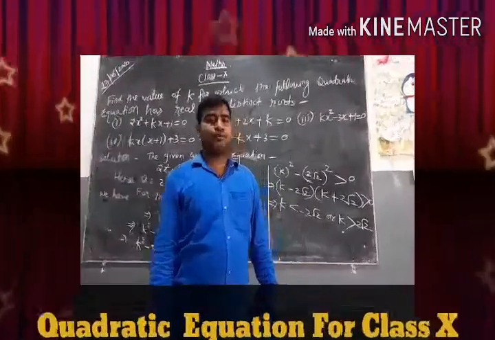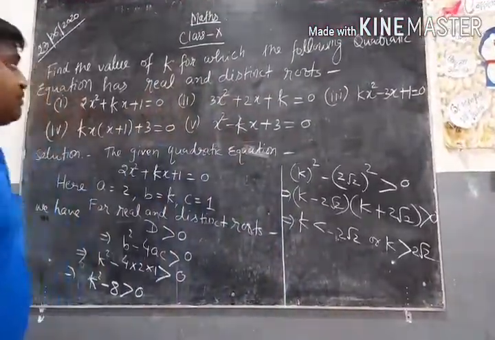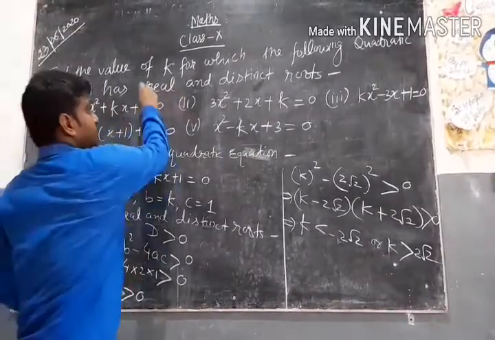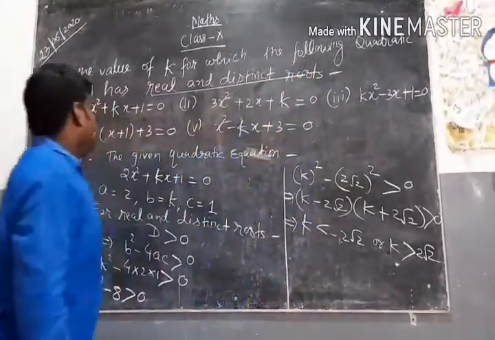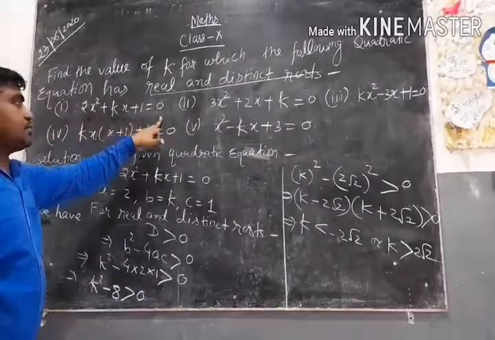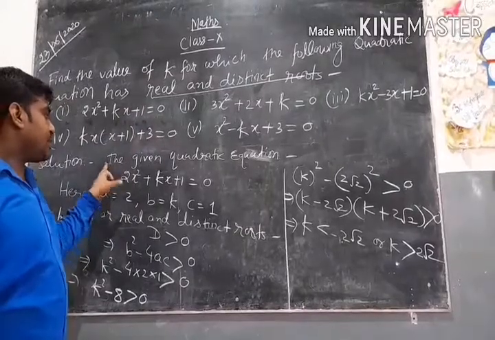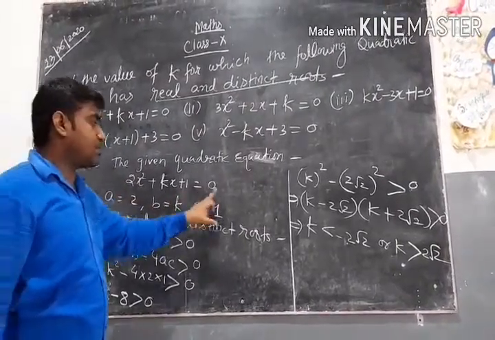Hello student, today we are going to solve: find the value of k for which the following quadratic equation has real and distinct roots. First question, 2x square plus kx plus 1 equal to 0. As you know that this is a quadratic equation. The given quadratic equation is 2x square plus kx plus 1 equal to 0.